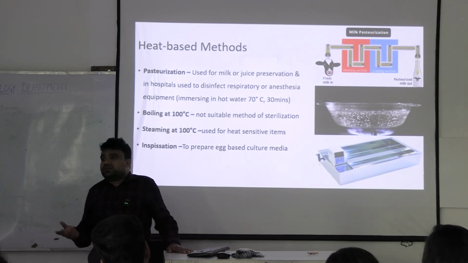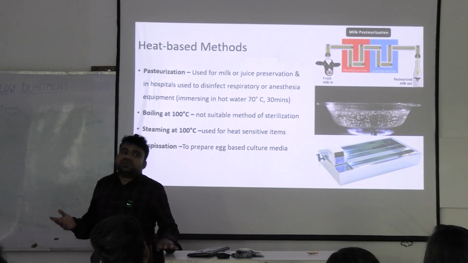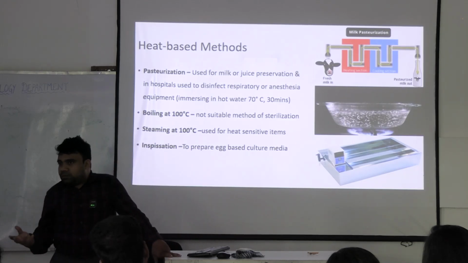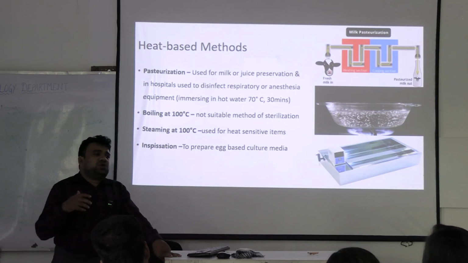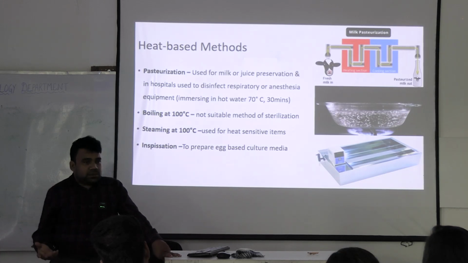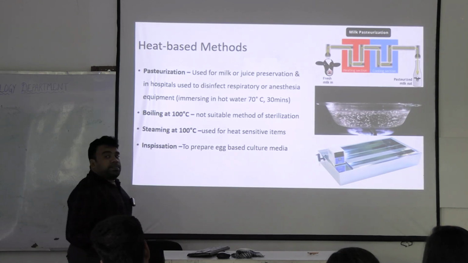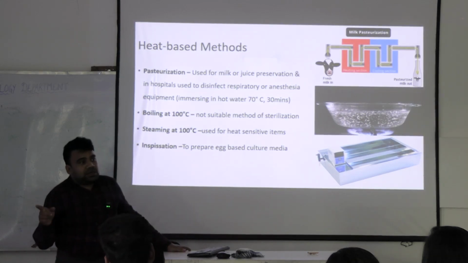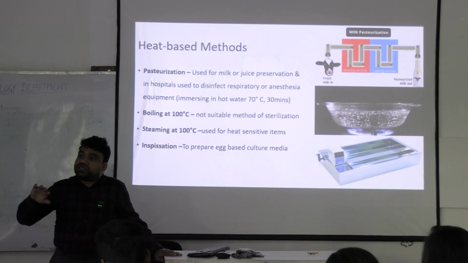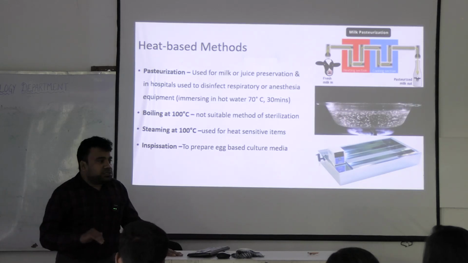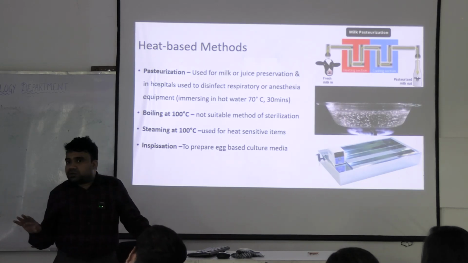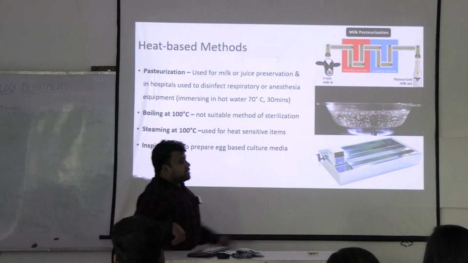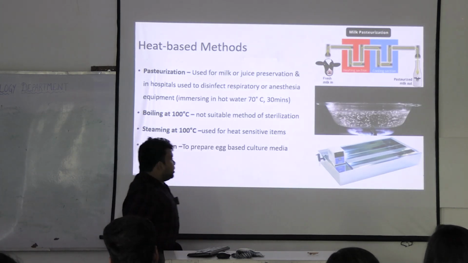Another method is steaming. The difference between boiling and steaming is, in boiling we are using water in the liquid form, and in steaming we are using the gaseous form. The difference between steaming and autoclave will be pressure and temperature. In autoclave we reach a higher temperature, hence it is sporicidal, but steaming is not sporicidal. Another method is inspissation. Any idea what this is?